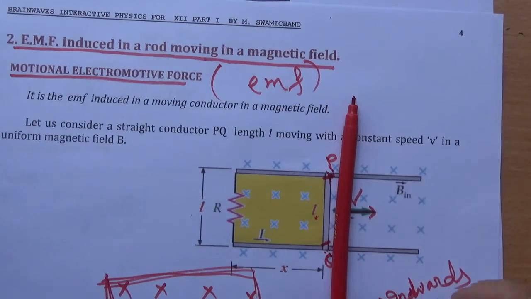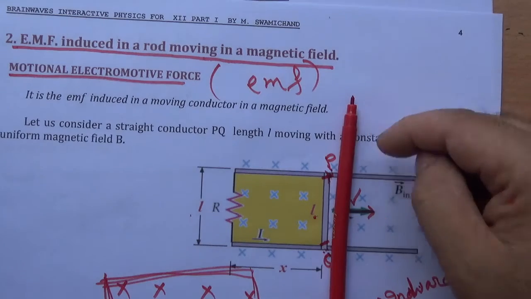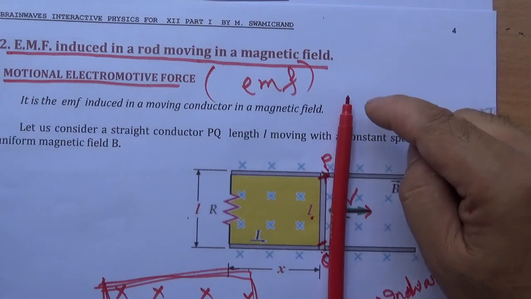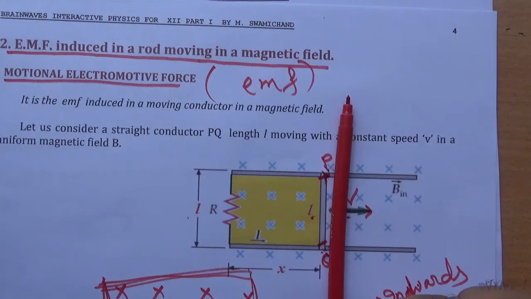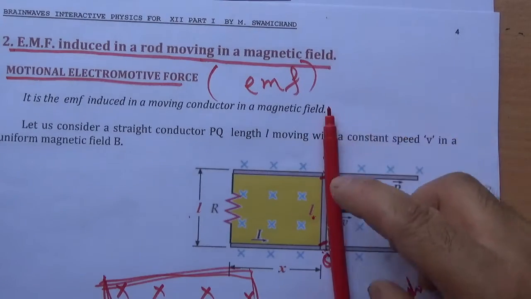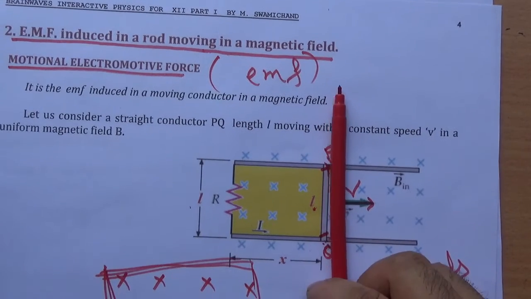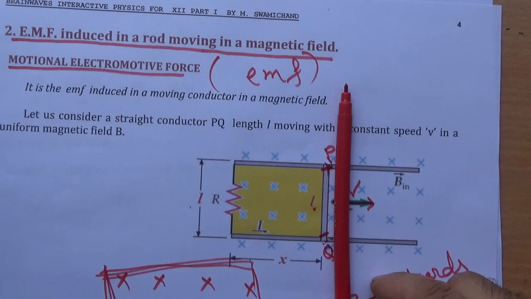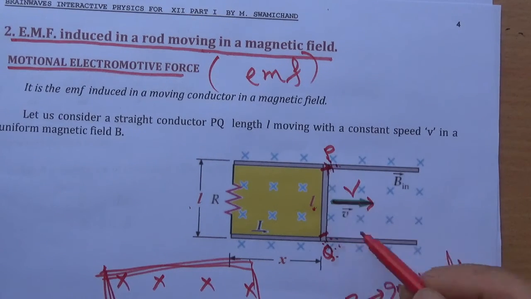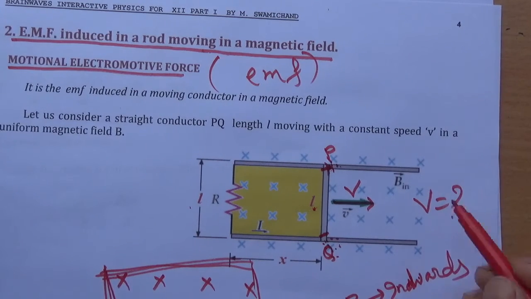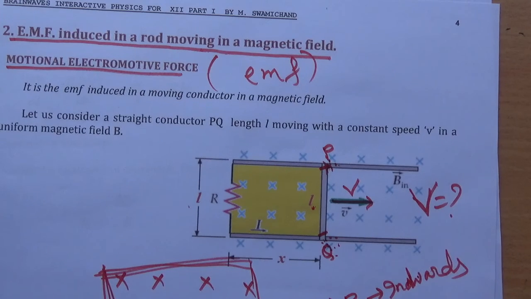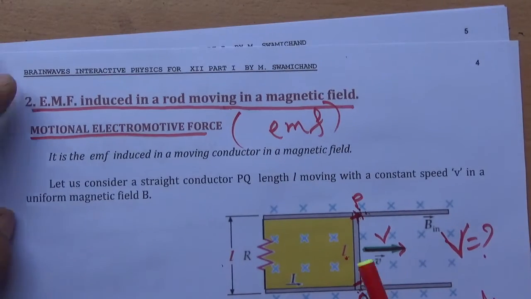Just like the battery of a torchlight has a plus and a minus end, in the same way the rod in the magnetic field has a positive terminal at higher potential and a negative terminal at lower potential. It is due to electromagnetic induction. Our aim is to find the potential difference between P and Q.